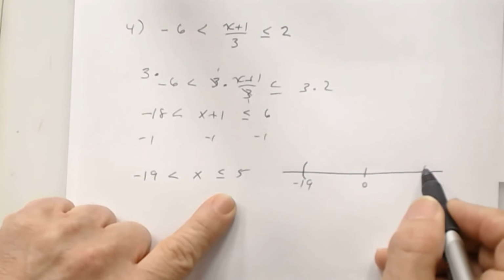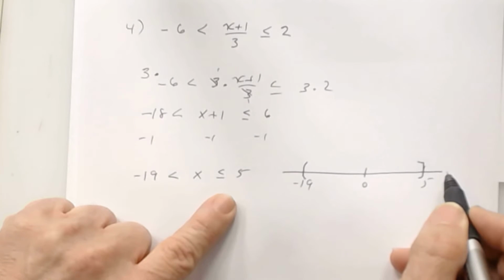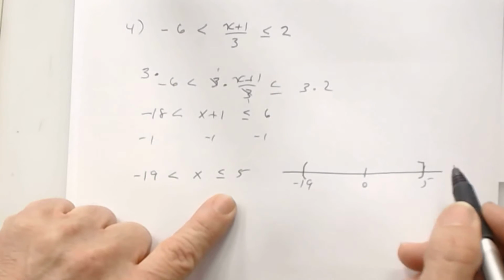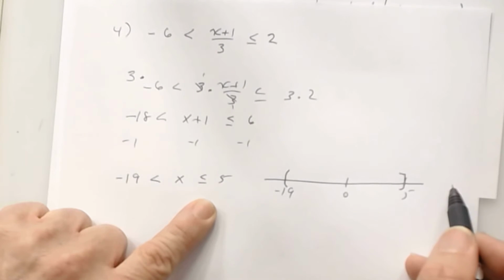Let's see why 7, I'm sorry, I'll make it a nice number. Let's see why 11's over here, right? Is 11 a solution? No. Let's see why 11 doesn't work.